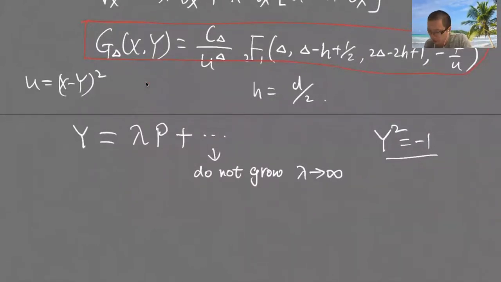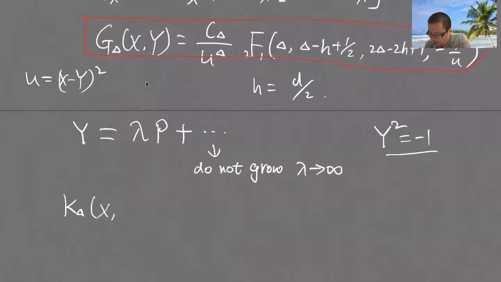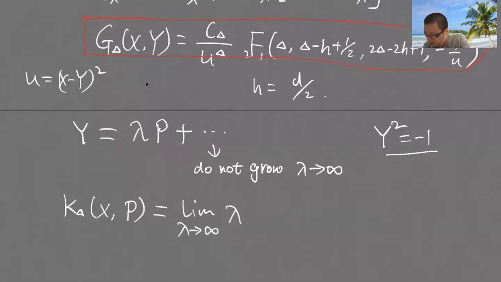So the bulk to boundary propagator K of X, P can be given by the limit, where we take lambda to infinity, of lambda to the power delta times the bulk to bulk propagator, where we set y equal to lambda p plus something else.